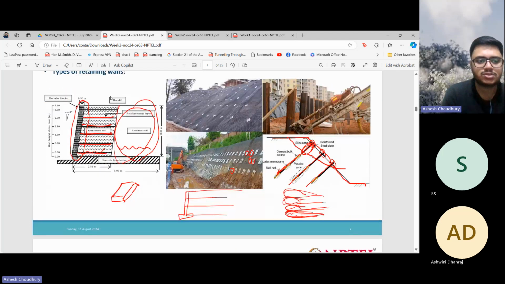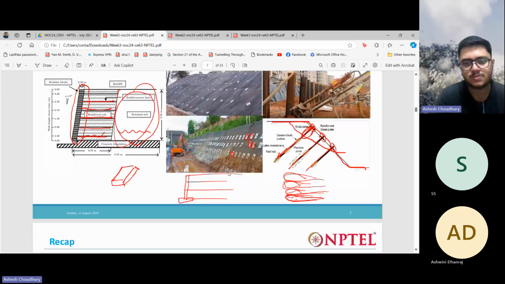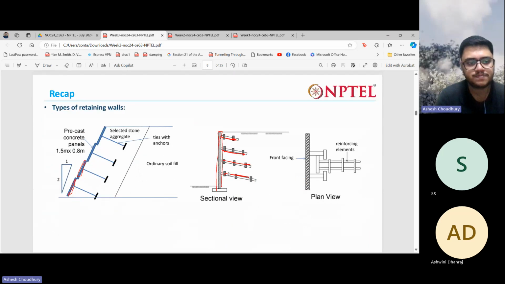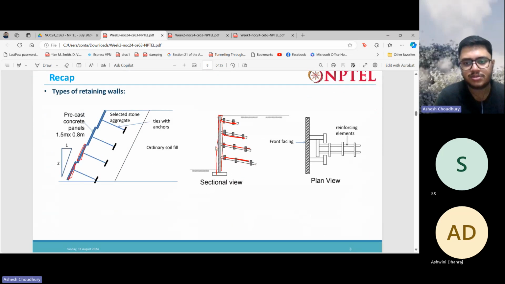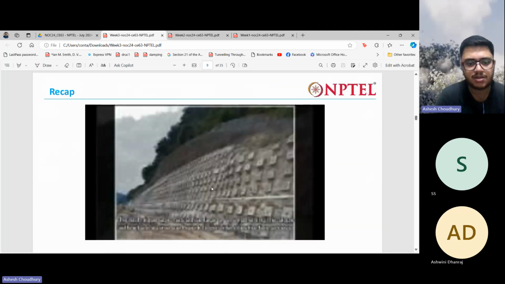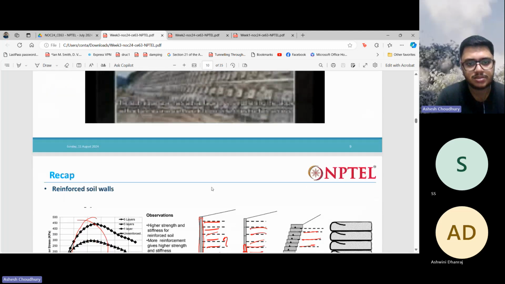Then we saw this reinforced wall, so we have some facing, then we have reinforcement. Okay, then we have nailed structures, nailed walls, where we nail the wall with steel nails, iron nails, and then we shotcrete the facing, right? We anchor the nails here and then we shotcrete it. All these things we discussed. Then types of retaining walls, that's similar, right?